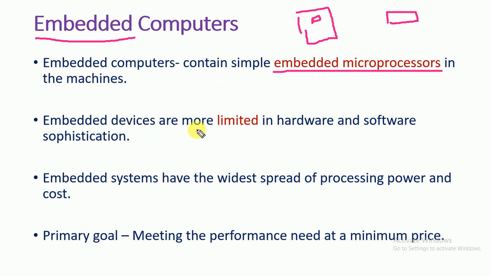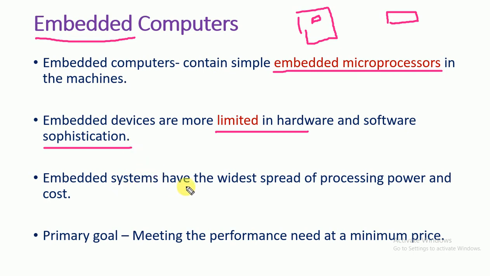So embedded devices are more limited in hardware and software sophistication, because a washing machine requires some chip for all this arrangement. For a lift they are using some microprocessors for some arrangement, for an oven, and for several devices, even a TV screen, TV in a car; we are using embedded microprocessors for various applications. So all these are for specific purposes. Some computing chips are associated with that particular hardware.